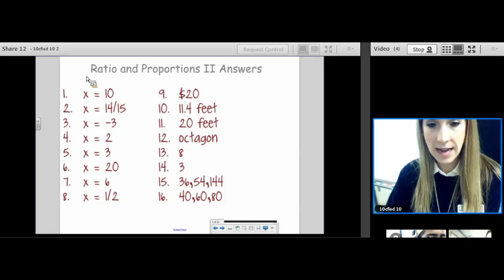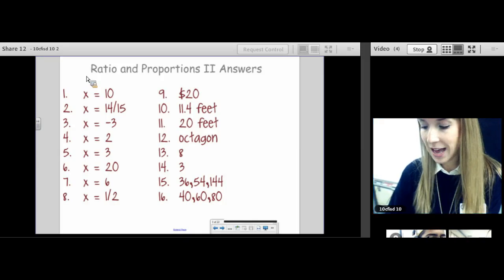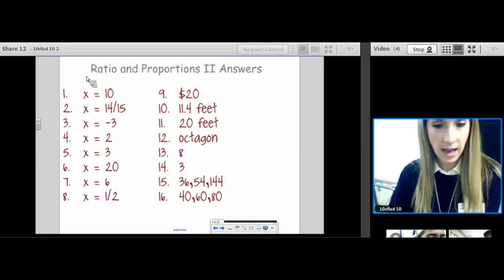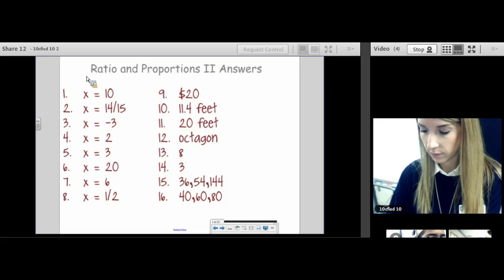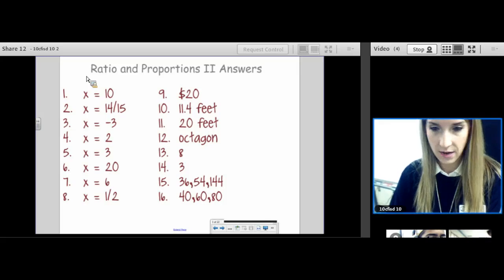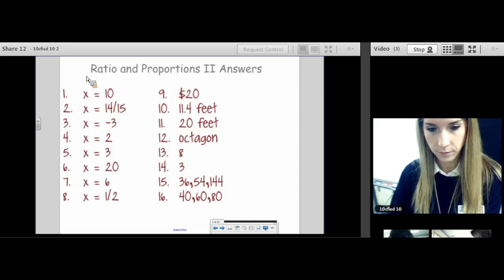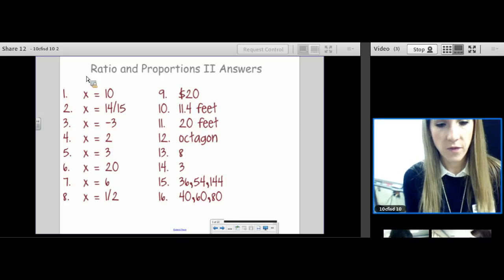So x can be negative. Sure. It's always been able to be negative. A side of a polygon can't be negative. But x can be negative. An angle can't be negative, but x can be negative. Sure. That's not new. Okay, 15 and 11.